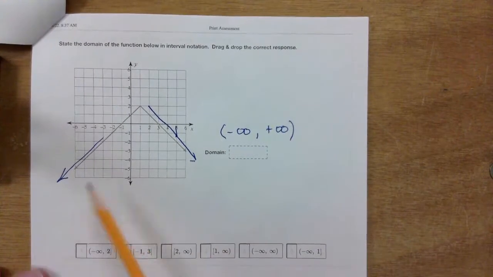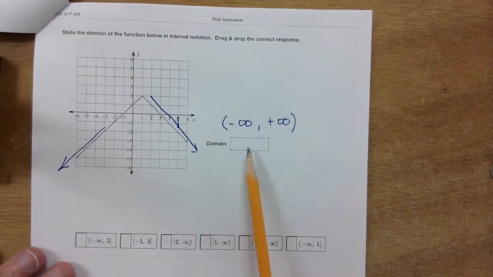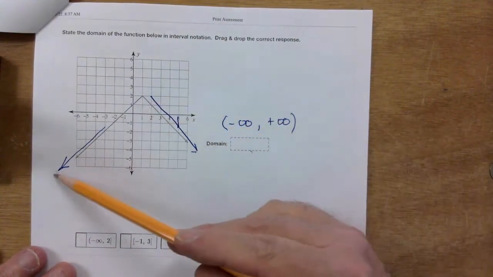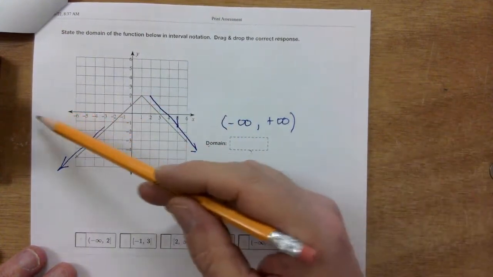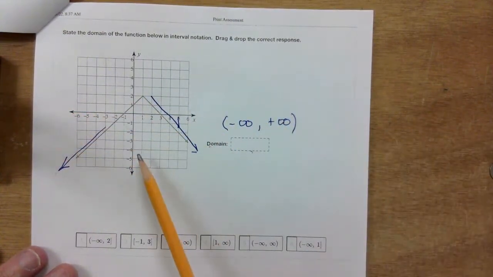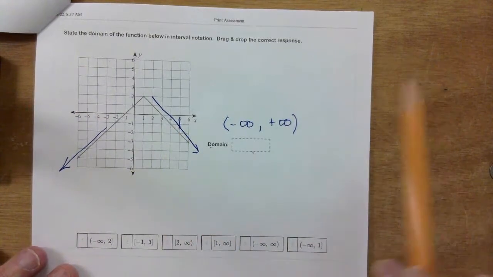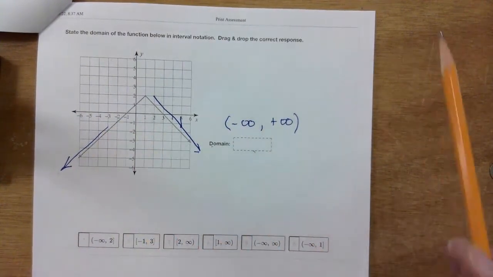All right, guys, the next one will not be on the test. Domain, it goes from negative infinity to positive infinity. The x goes all the way. Every x is considered a part of the domain for an absolute value function.